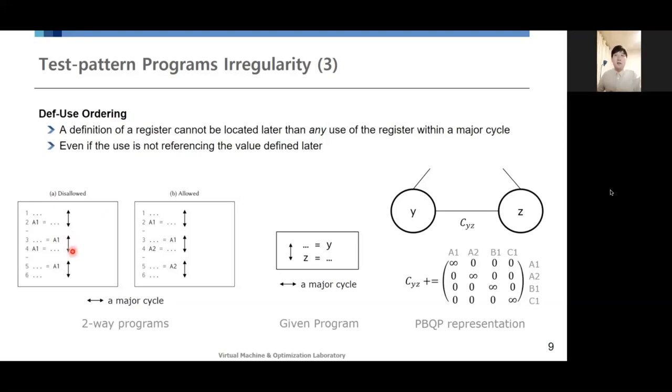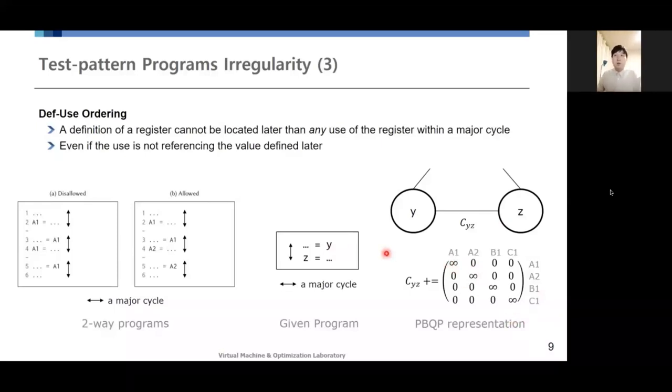which violates the restriction, even though the use in line 3 is not referencing line 4, but they're in the same major cycle. So it's not okay. To reflect such restrictions, we detect all definitions and uses within a major cycle. And then as soon as we see a definition, we add the matrix on the right to all the edges between the uses so far. And by doing so, we can assure that those two definition and uses are not assigned to the same register.